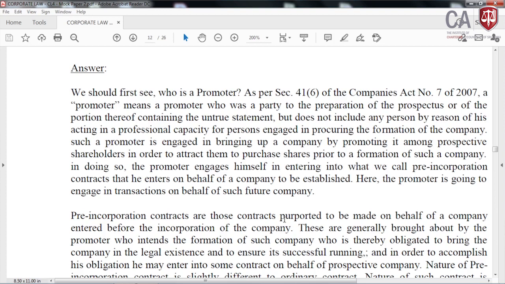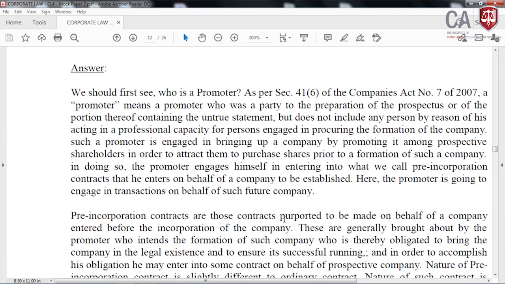So, these contracts are called not company contracts, but pre-incorporation contracts. The law is that when a company comes into existence, all those pre-incorporation contracts need to be ratified by that company. Otherwise, those pre-incorporation contracts are not valid, because the company has not ratified such contracts.